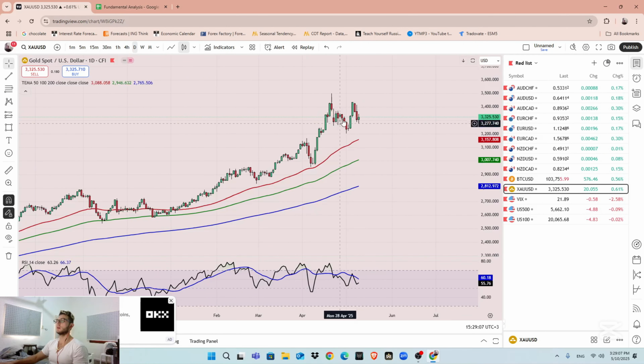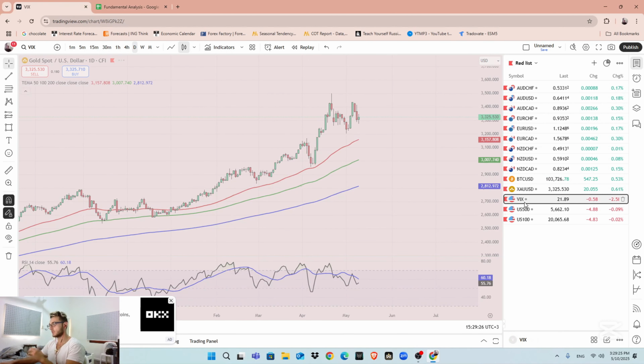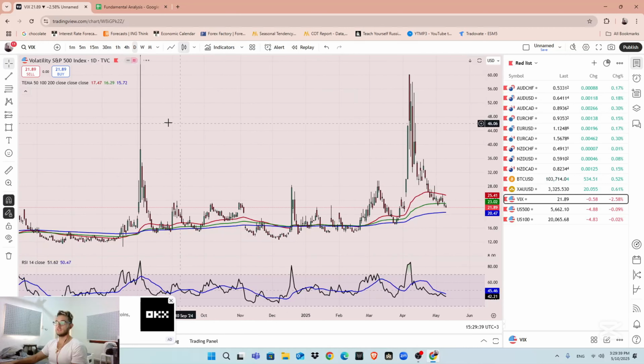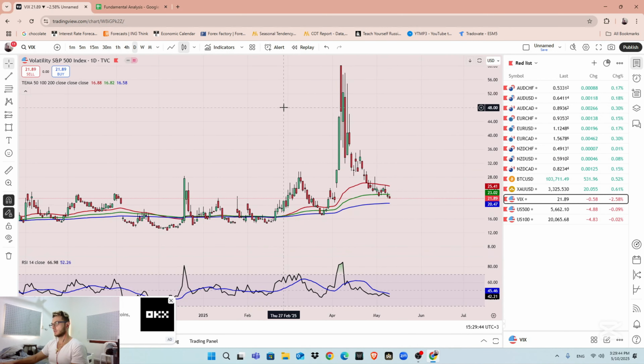XAUUSD, we are in a consolidation zone, so risk sentiment stopped a little bit and people are just waiting. So we are not in uncertainty and neither in certainty, we are just waiting. The VIX got very low, did not break the 20 area yet, so we are not yet in risk on sentiment, but this spike to the upside, usually when it happens, we have an immediate retracement into the risk on sentiment.